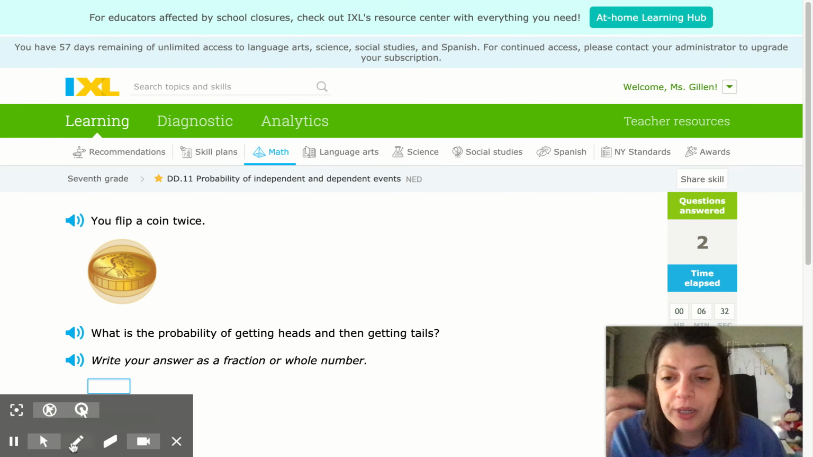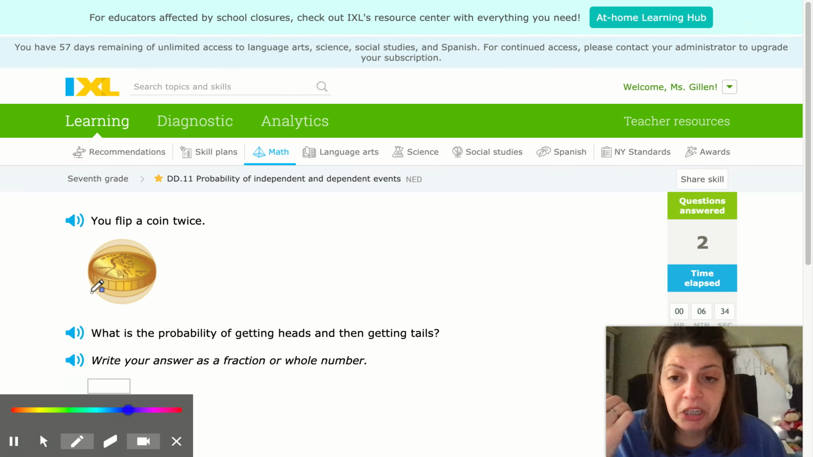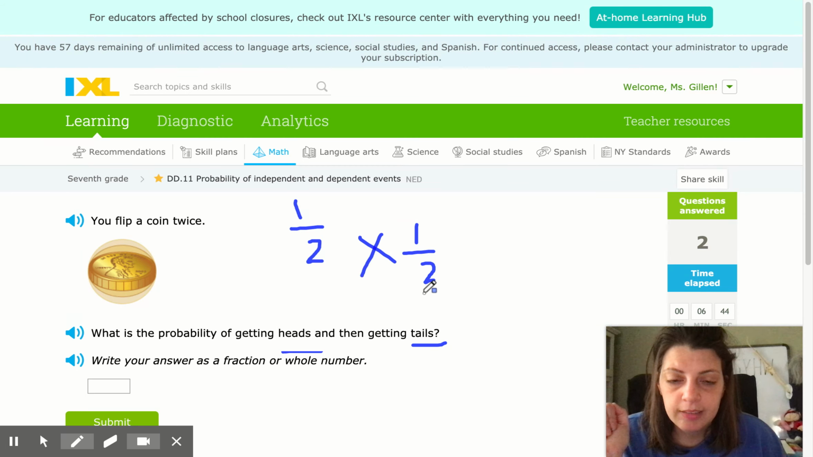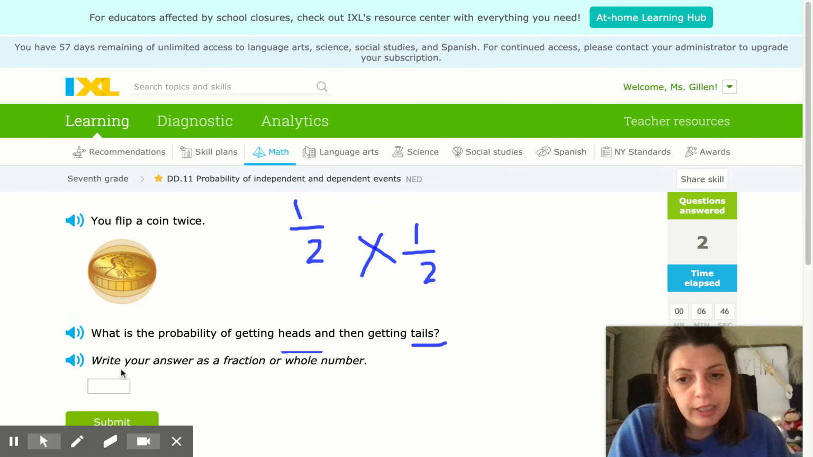You flip a coin twice. Again, independent, nothing's different. I want to get heads and then tails. It's going to be 1/2, right? Probability of getting heads is 1/2. The probability of getting tails is 1/2. Multiply that together, and you are going to get 1/4.